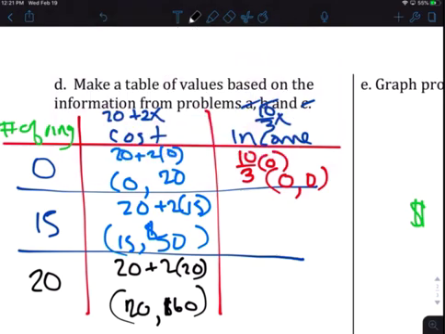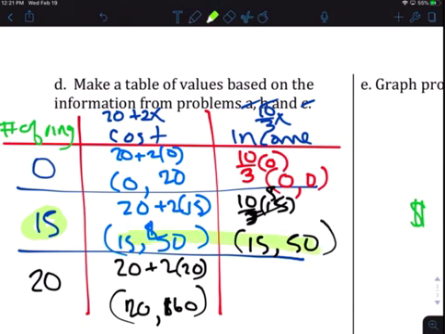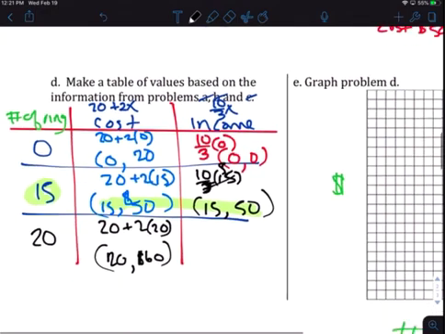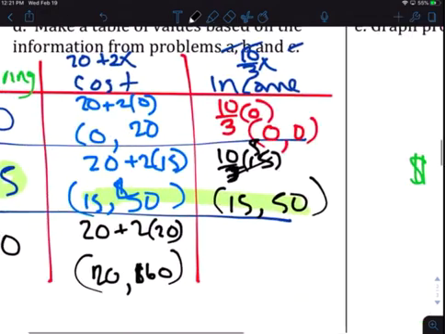Next one is 10 over 3 times this 15. That's 5 times 10, that's 50. Okay, look, you get 50 for 15, and 50. Look, that's the break-even point. They charge the same. They make and sell, income's the same, okay? Then 20.